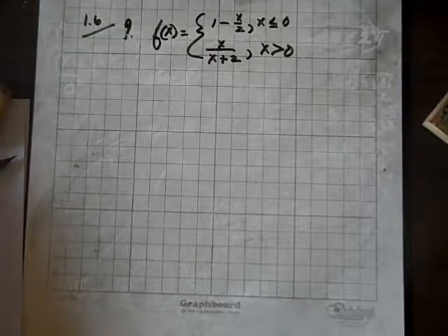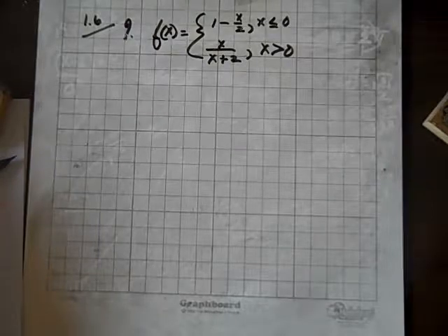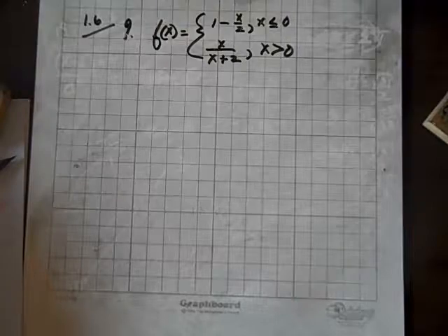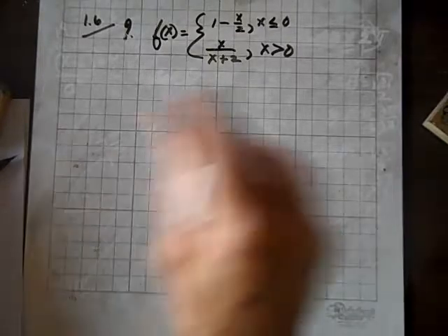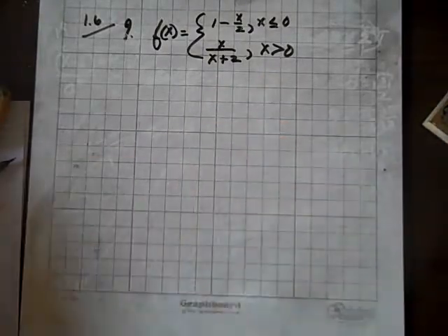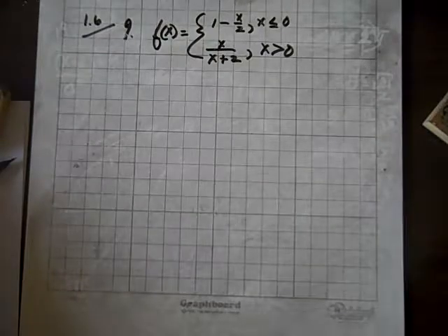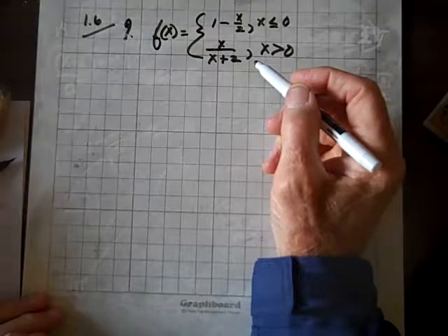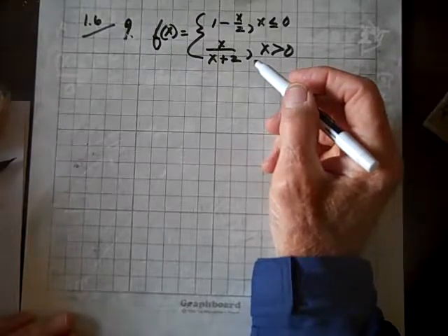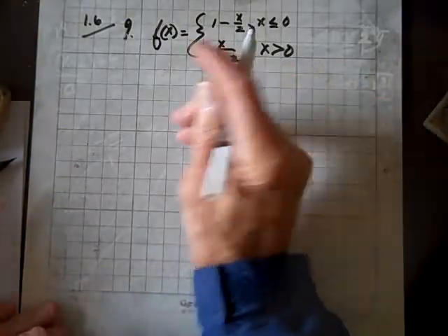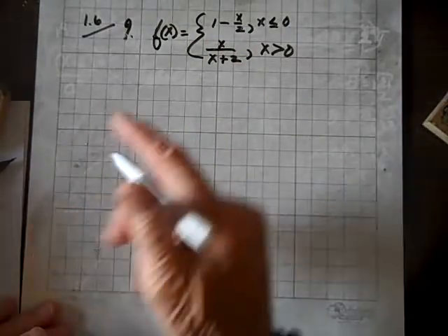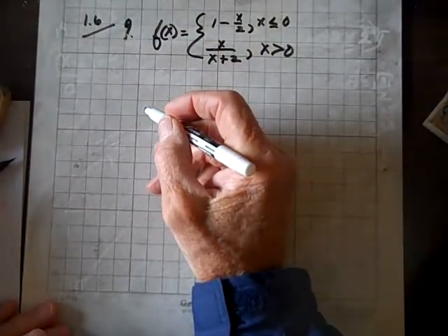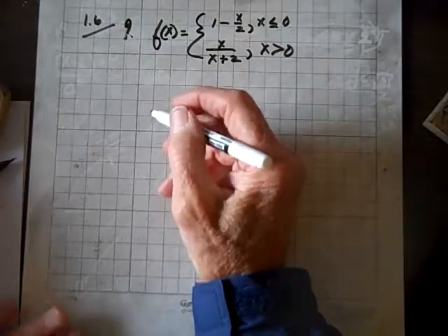Well, now we're on section 1.6, and we're doing question 9. And we have to graph, let's see what we have to do here. Yeah, we have to graph this and determine whether it's one-to-one or not. So one-to-one means for every x-coordinate, there's one and only one y-coordinate.